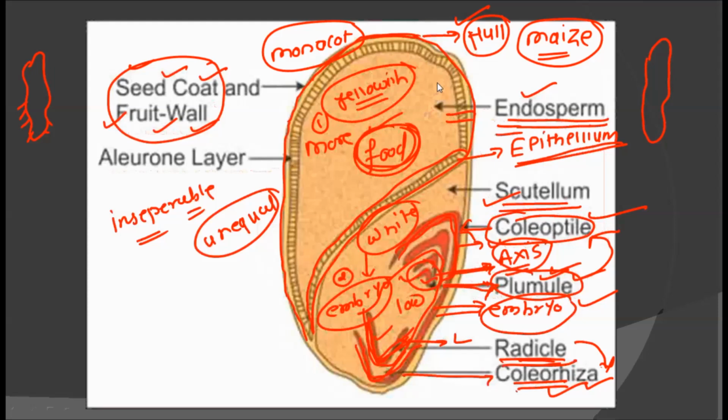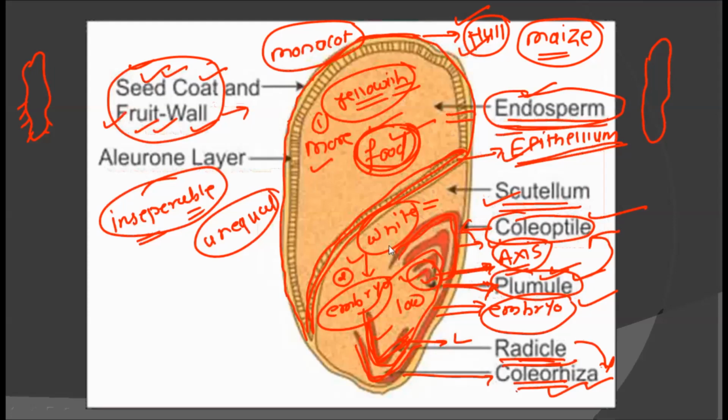Now if you make the summary, we have seen that in a monocot seed, the seed coat and fruit wall are inseparable, and due to this they form a particular structure. We call that structure the hull. Then this monocot seed is divided into two unequal parts by a layer called the epithelium. The upper portion is larger in size, while the lower portion is smaller. The upper portion is generally yellow in color, while the lower portion is generally white. The upper portion is the endosperm, which is food storing tissue, and the lower portion is the embryo containing portion.